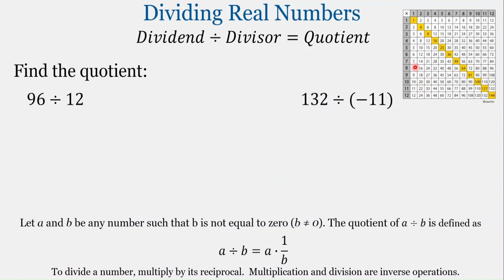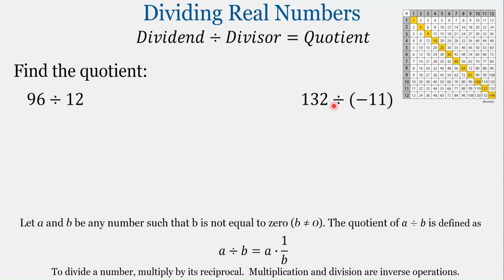Hopefully by now you've gotten your times tables memorized, at least to 12 times 12. If not, keep working on those. And ideally, some of these numbers may look familiar. Well, 96 is on there. 96 is 12 times 8. 132 is also on there. 132 is 12 times 11.